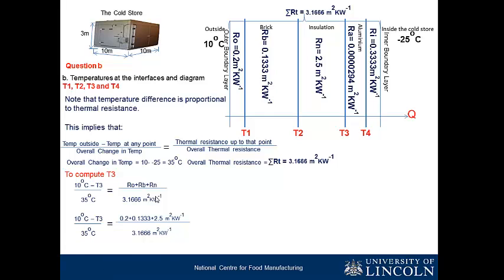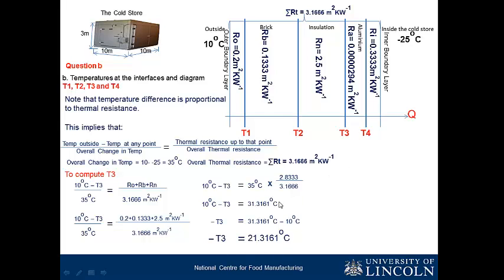So put in all the figures and find out. You can see 0.2, 0.1333 plus 2.5 up to that point. You can find out our T3. Now let's look at something here. The same thing here. Now 10 is going to the other side. Now we have 31.316 minus 10, because it's plus 10 here, it's going to turn negative at the other side. So our minus T3 is 21.3161.